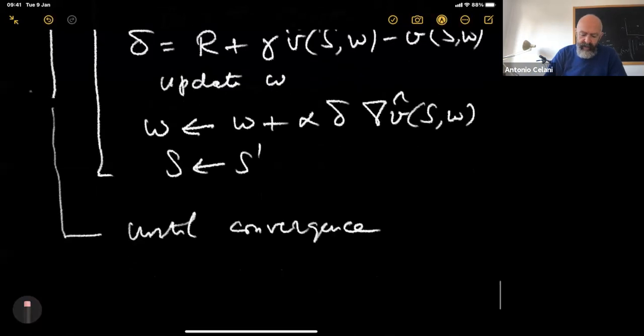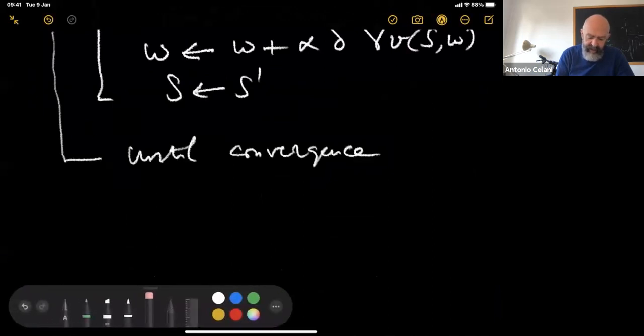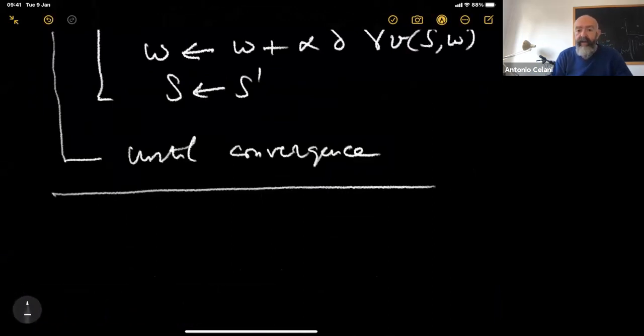All right, so let's have first a closer look at what these semi-gradient methods look like when we have a linear approximation.